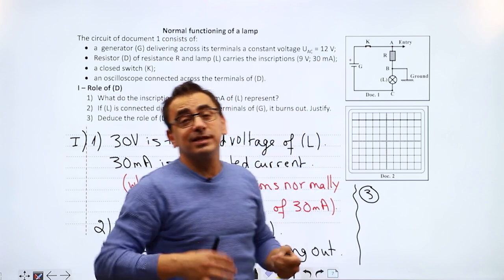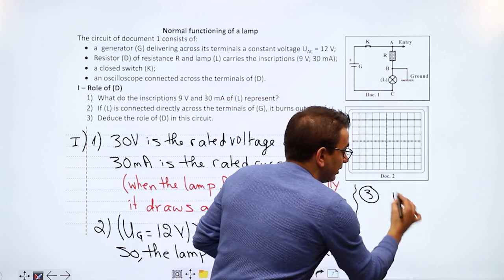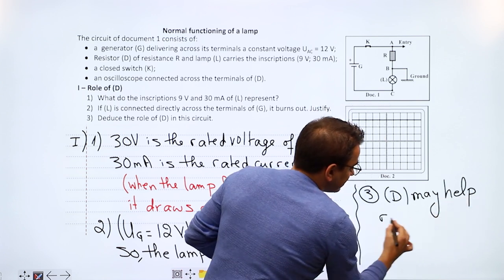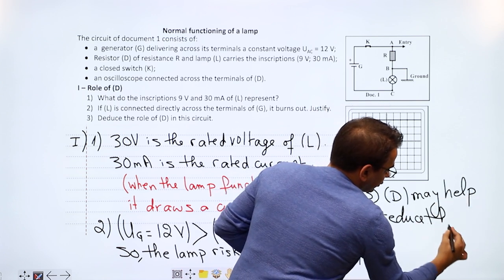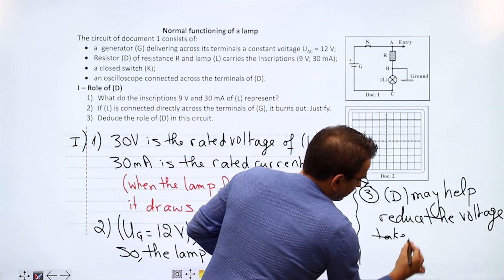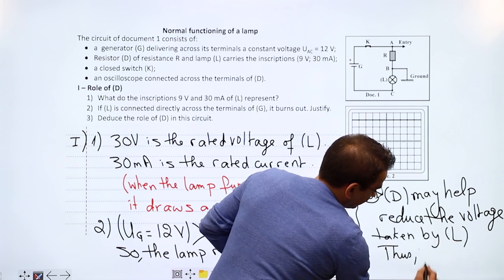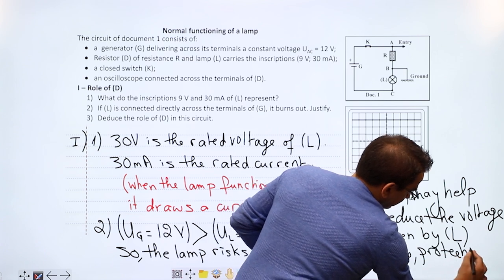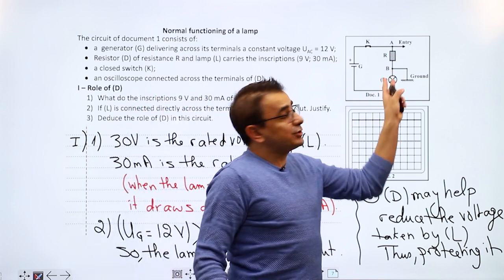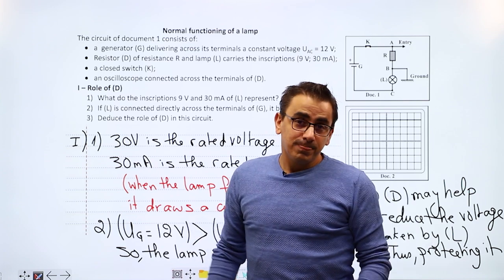The generator is giving 12 volts. The lamp needs 9 volts. Adding D, D may help reduce the voltage taken by L, thus protecting it. So without knowing what a resistor is, adding it in series with a lamp may help prevent the lamp from burning out.